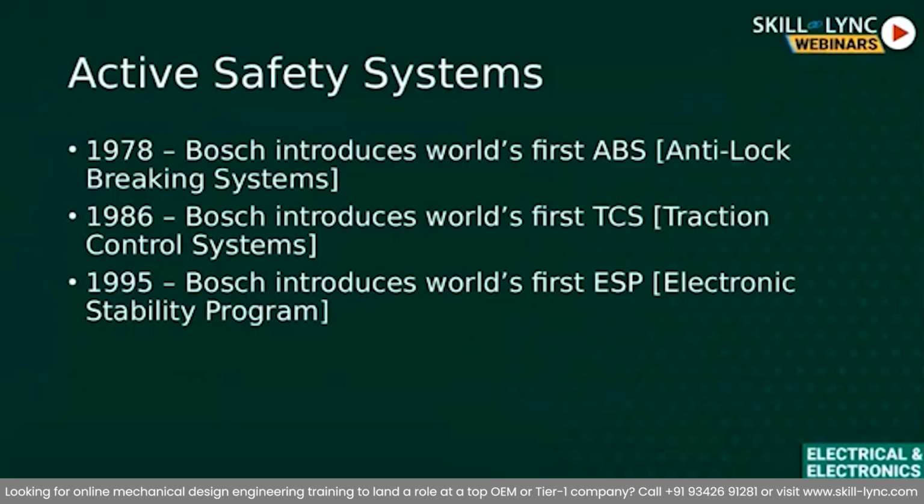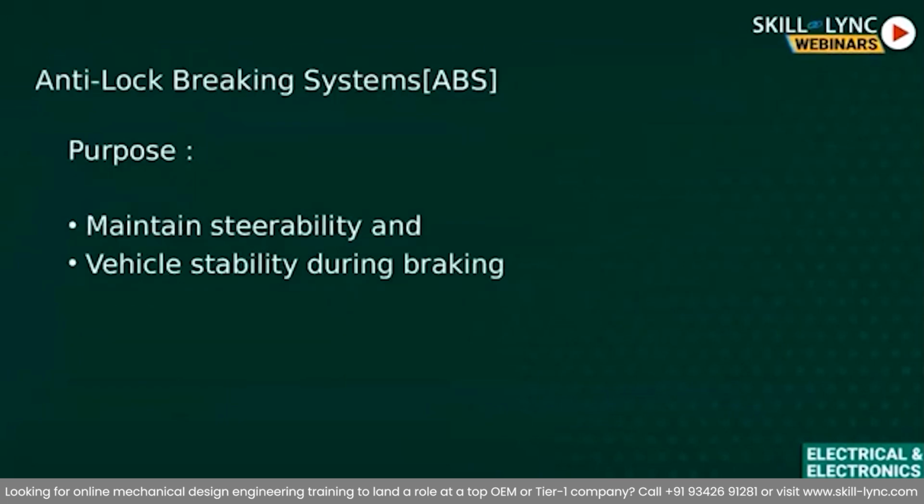Our next topic of discussion is the anti-lock braking system, or ABS as it is famously known. Let us start by examining the purpose of ABS. There are two main objectives of ABS: maintaining steerability of the vehicle and maintaining vehicle stability during braking. I would like to take you to your childhood to help you understand the anti-lock braking system. Let's see how we can understand it through our childhood experience.